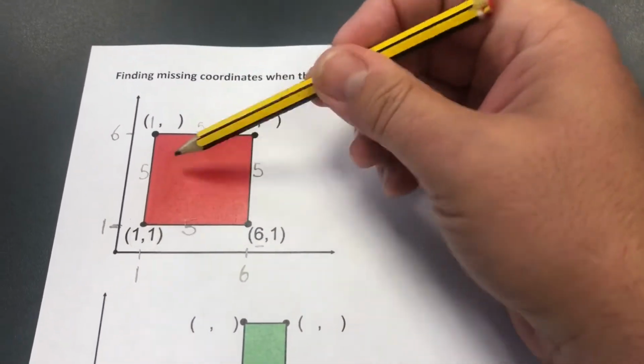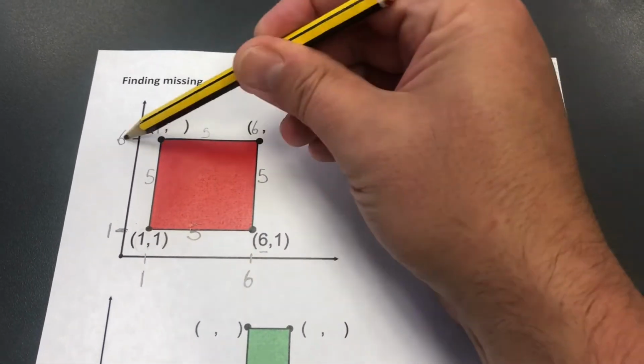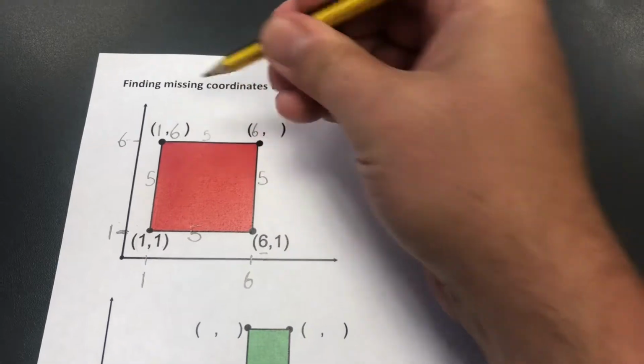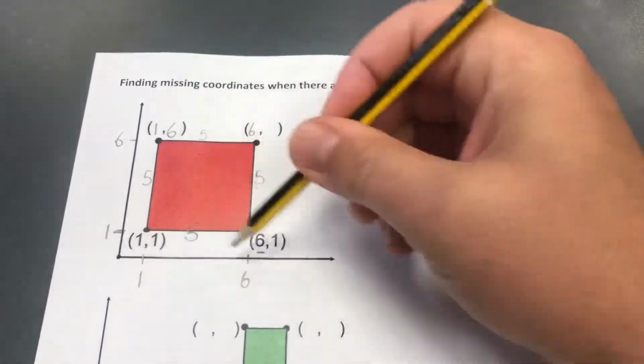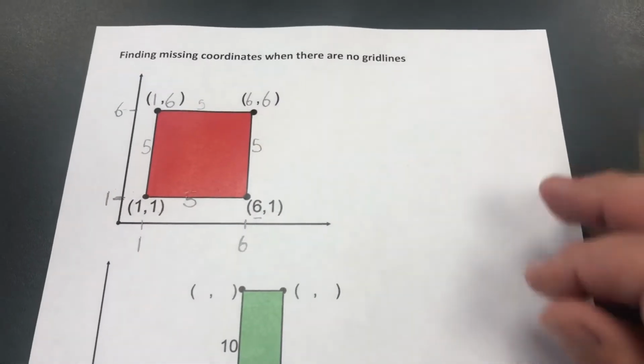So now I can go back to my coordinates, think, right, I know now that this went across to 1 and then it's gone up to 6. And this coordinate went across to 6 and went up to 6. So I've got my 2 missing coordinates.